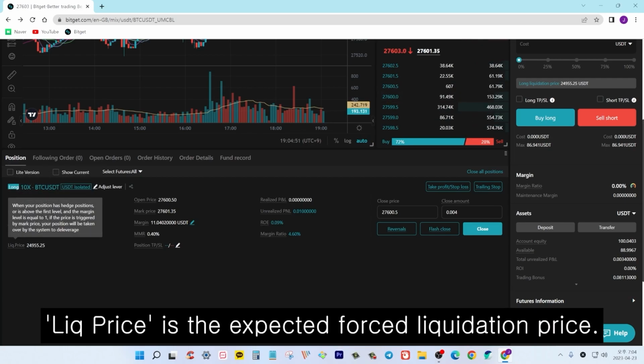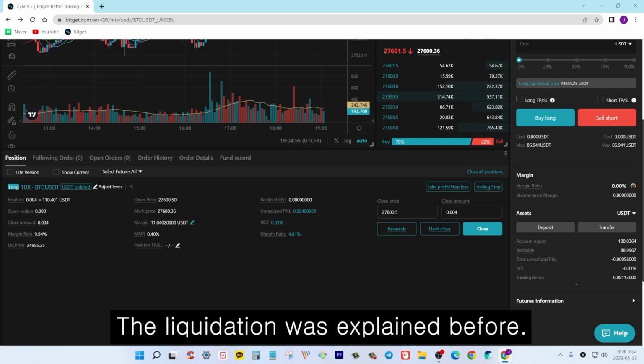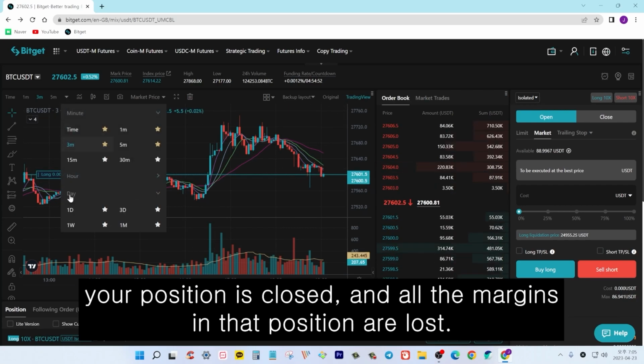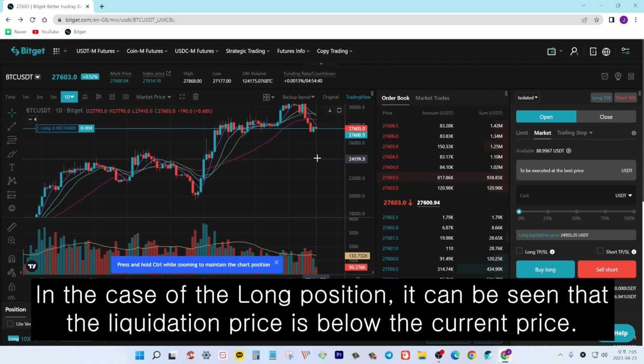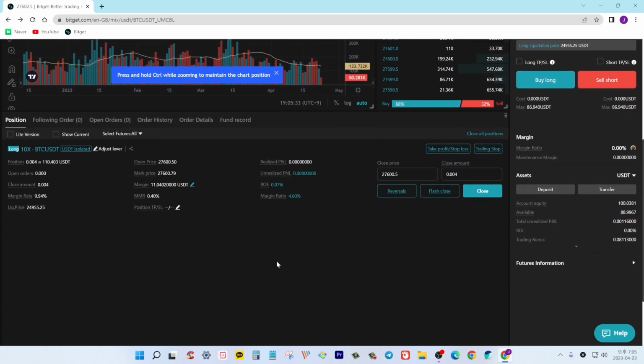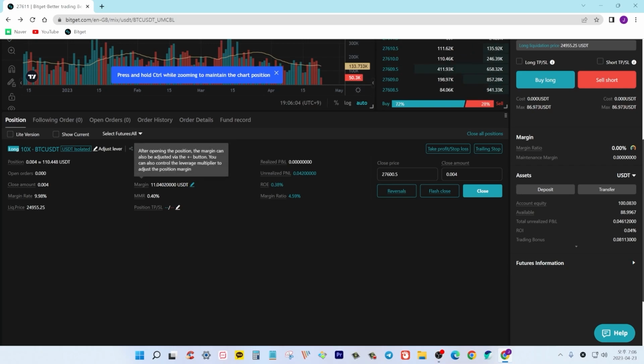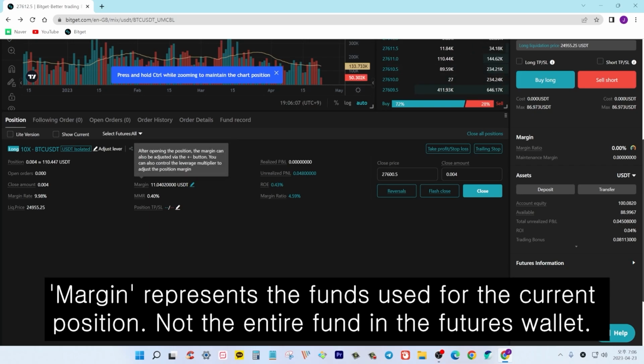Liq price is the expected forced liquidation price. The liquidation was explained earlier. When the current price reaches the liquidation price, your position is closed, and all the margins in that position are lost. In the case of the long position, it can be seen that the liquidation price is below the current price. Open price is the price at which the order was actually placed. Margin represents the funds used for the current position, not the entire fund in the futures wallet.